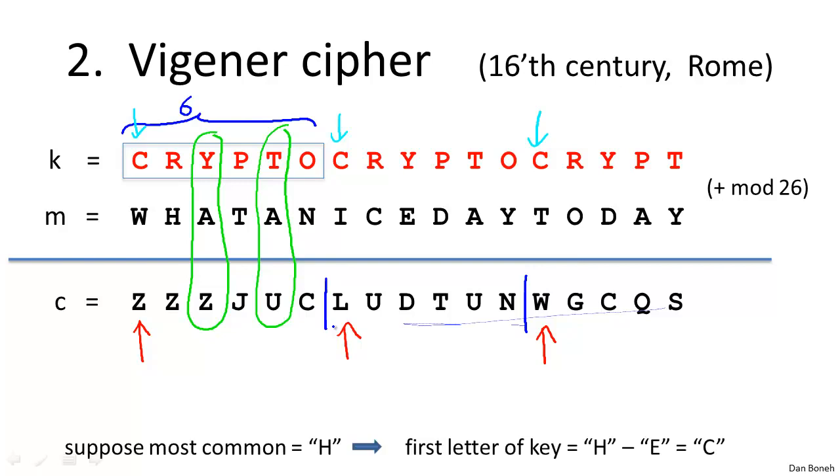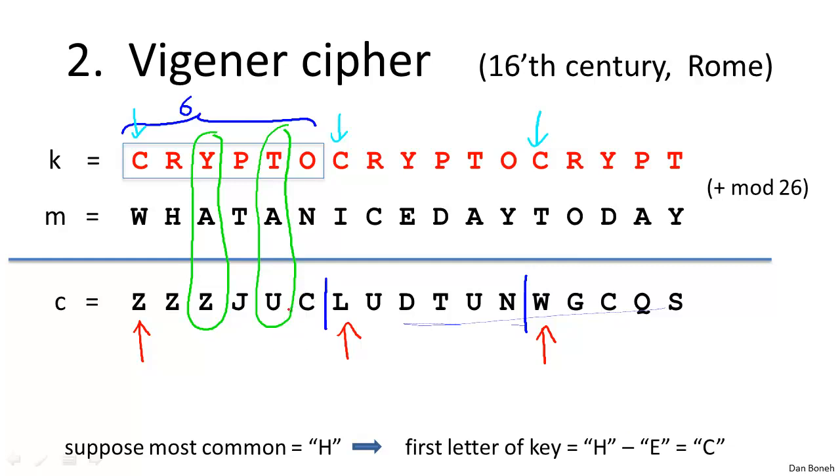Aha! So let's just suppose that, in fact, the most common letter among every 6th letter happens to be the letter H. Then we know that E plus the first letter of the key is equal to H. That says that the first letter of the key is equal to H minus E. And in fact, that is the letter C. So now we've recovered the first letter of the key.